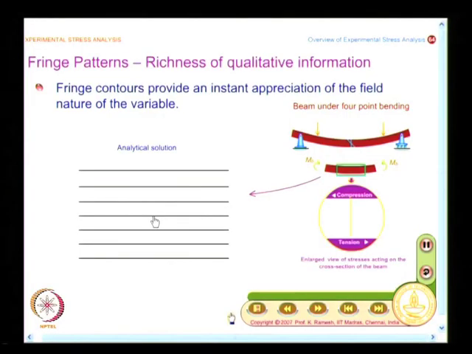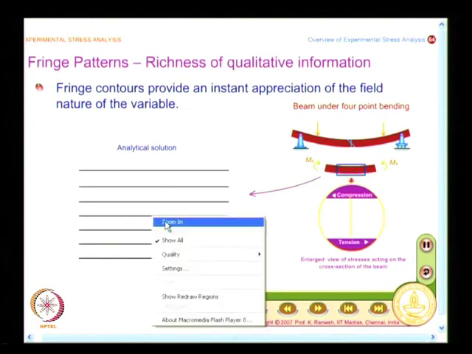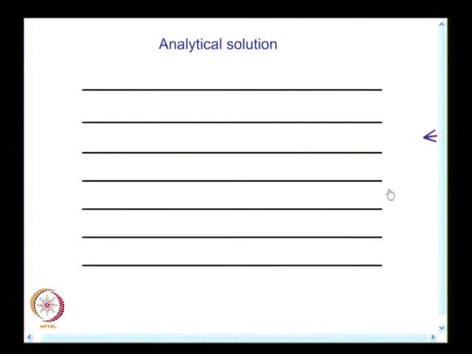In fact, Professor Durelli has written an article on art and science, where he has shown how the fringe patterns could be related to a piece of art. So, fringe pattern gives a lot of information. If you are an artist, you look at the artistic value of it. If you are a stress analyst, you look at the value pertinent to your requirement. And now let me look at an experiment, what does it give? I will also magnify this picture, and you have this as an analytical solution.